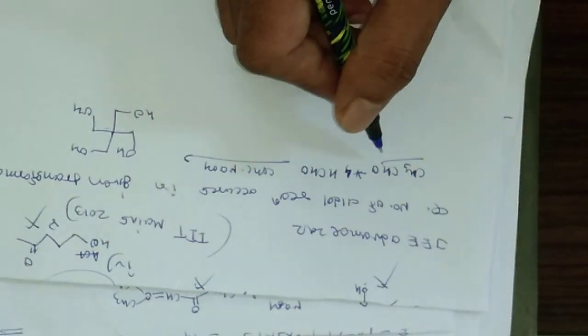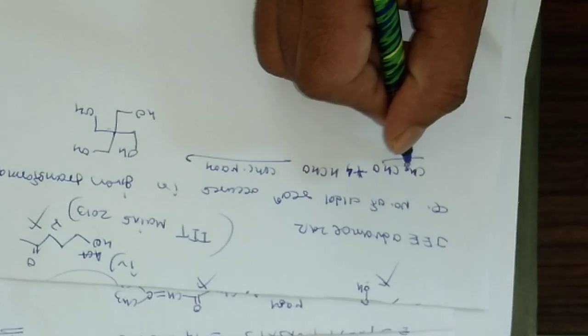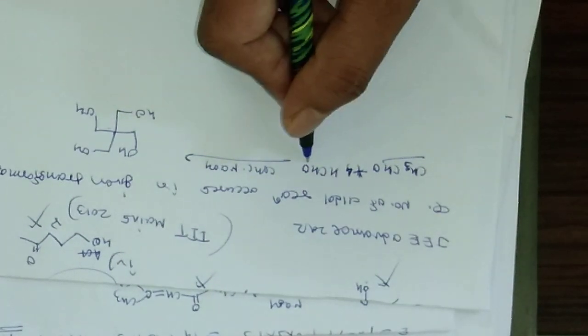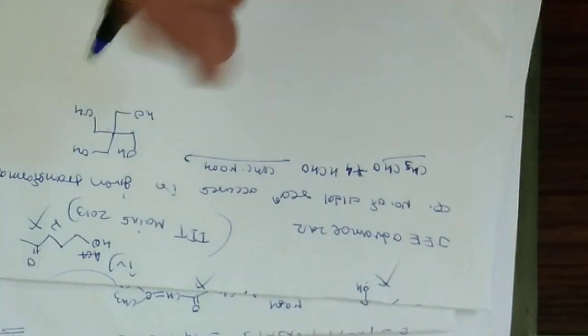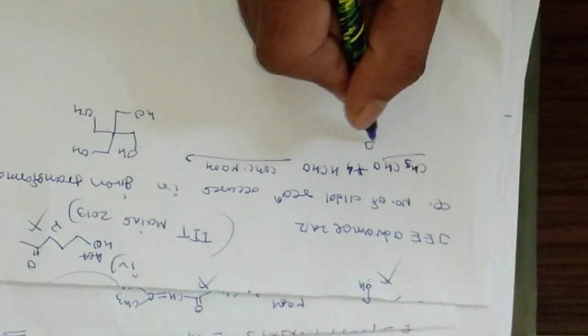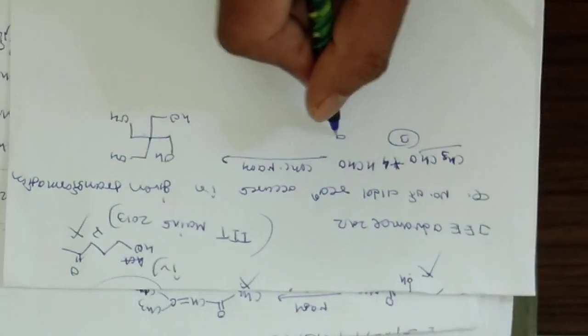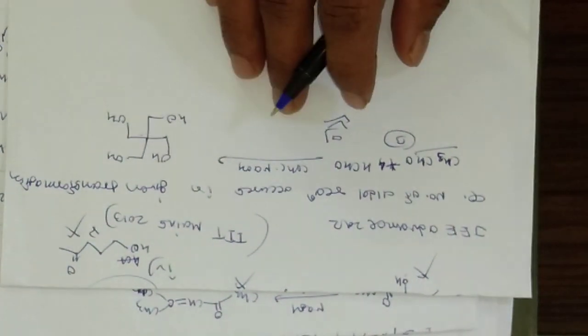How many alpha hydrogen atoms are here? You will see three alpha hydrogen atoms here. Here there is no alpha hydrogen. There are only three. So how many aldol reactions will happen here? Three. Three alpha hydrogens, so three aldol reactions simply. So here option A is correct for that question.